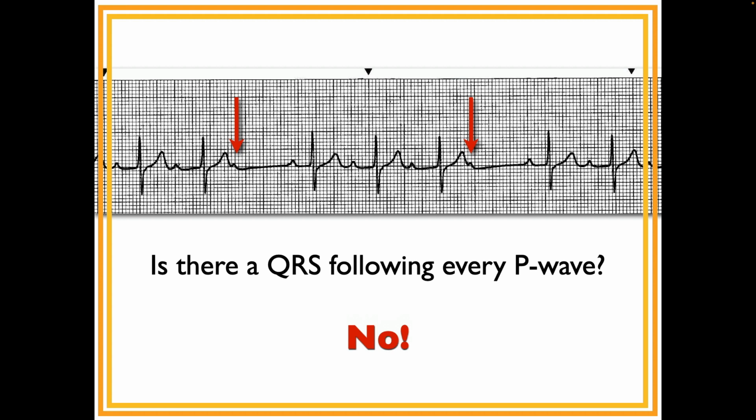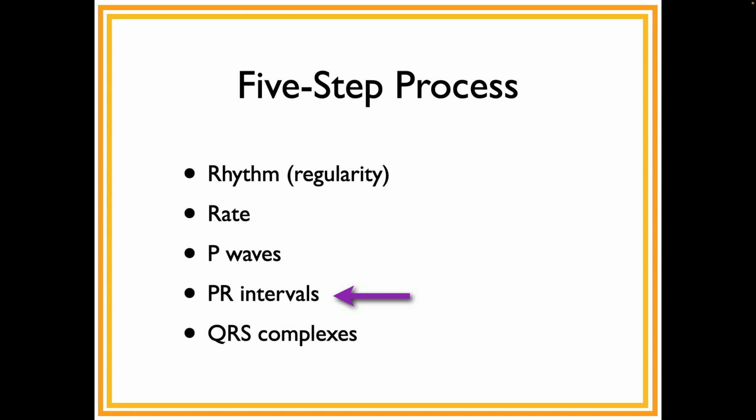Okay, we'll finish this and then we'll take a break. We'll finish this 5-step process. Okay, so PR intervals. Spencer, remind me, what is a normal PR interval? It's the beginning of the P wave to the beginning of the QRS complex.